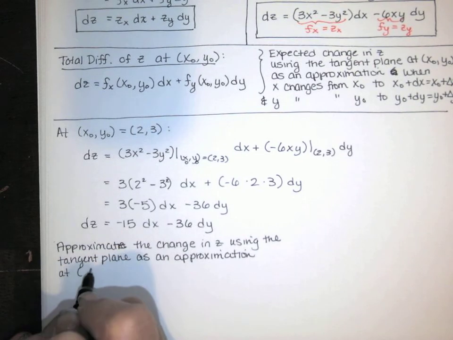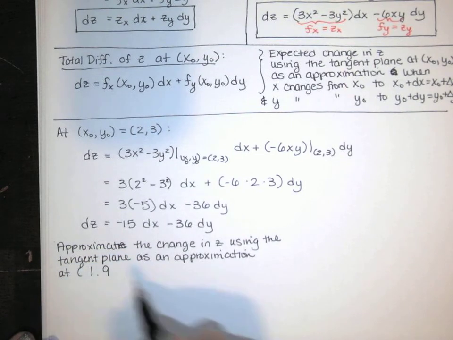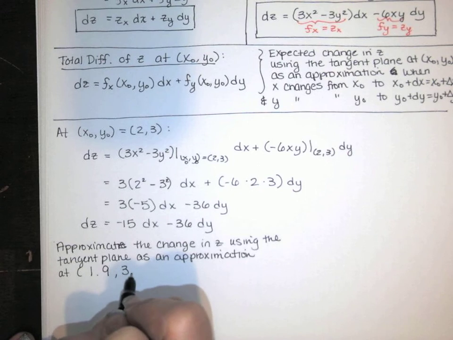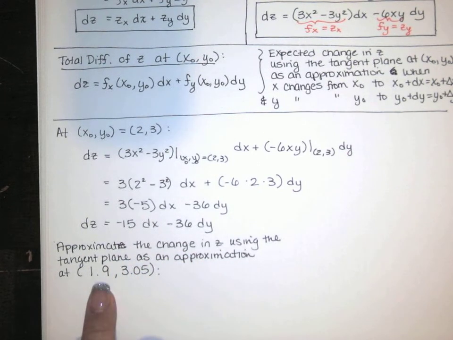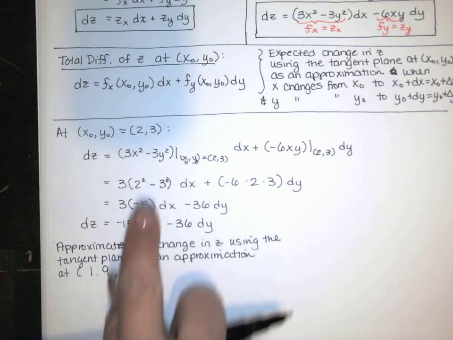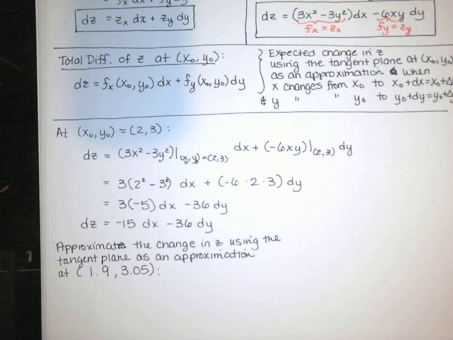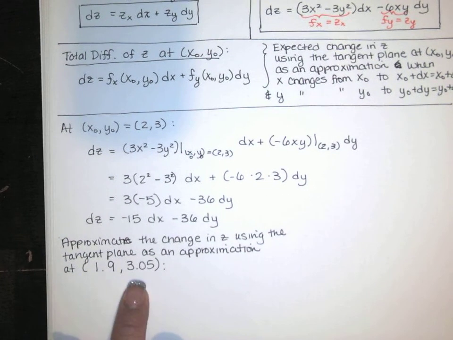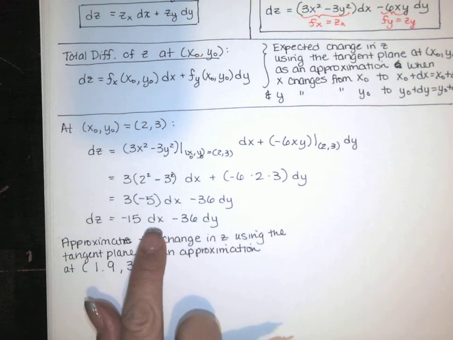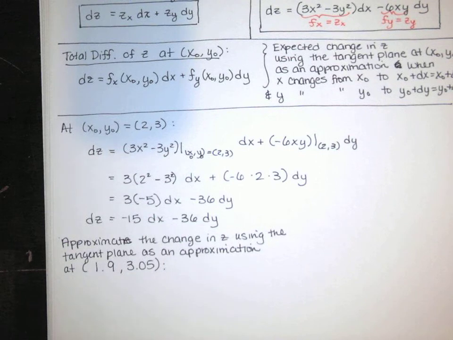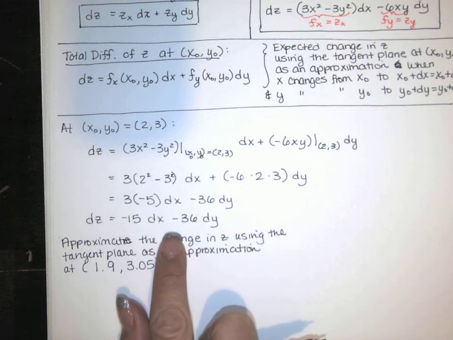at the point, let's say 1.9 and 3.05. Well, that's a new x value and a new y value. That's a little bit less than 2. That's a little bit more than 3. Then I would take these new x's and y's and find the corresponding change in x and change in y, and then substitute those into the formula over here.